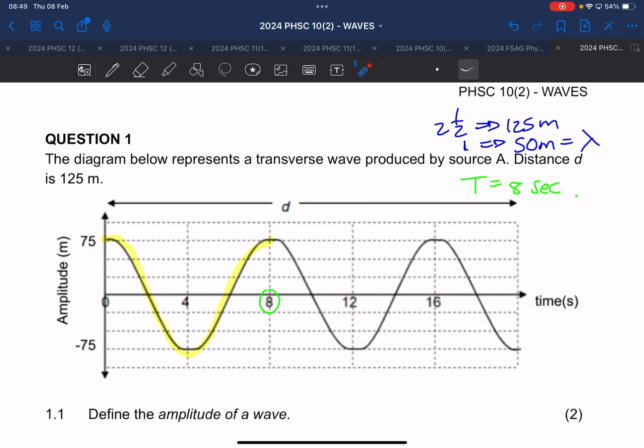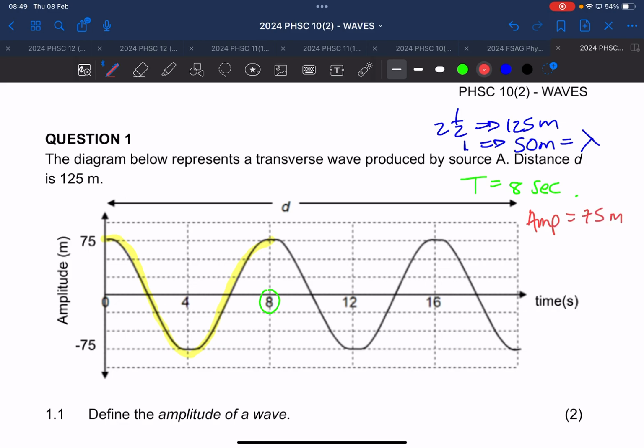Right, what else do they give me here? You can see there's my rest position, my equilibrium position. And then the highest point, the crest, is at 75 and the trough is at minus 75. What do they give us there? From the rest position to the crest is 75 meters. The amplitude. The amplitude is 75 meters.